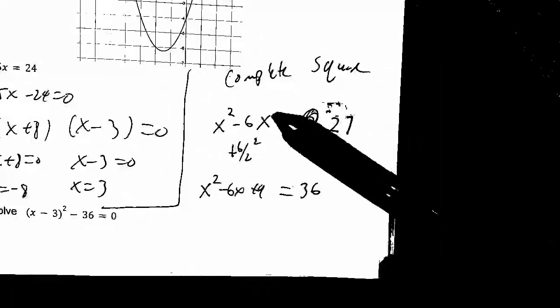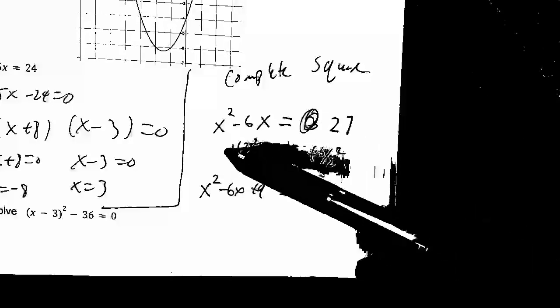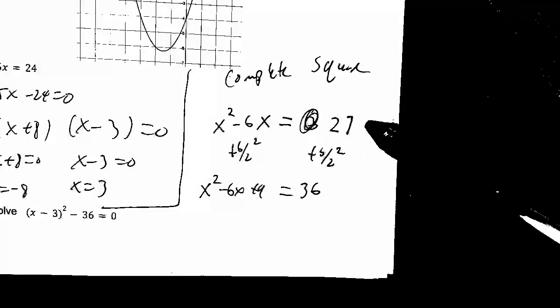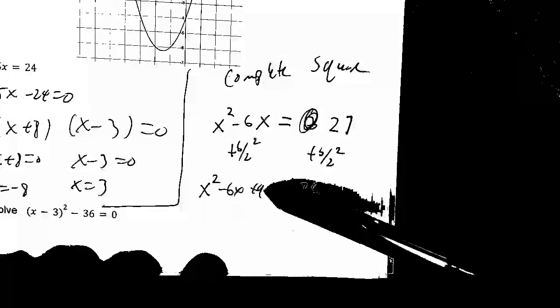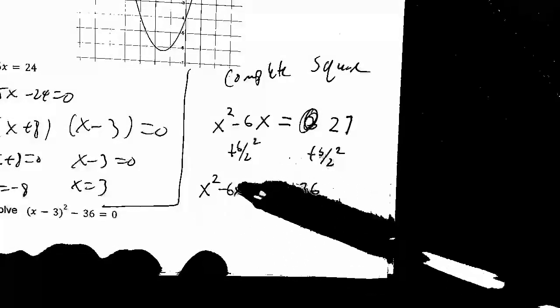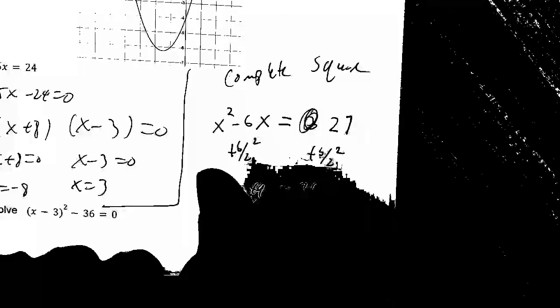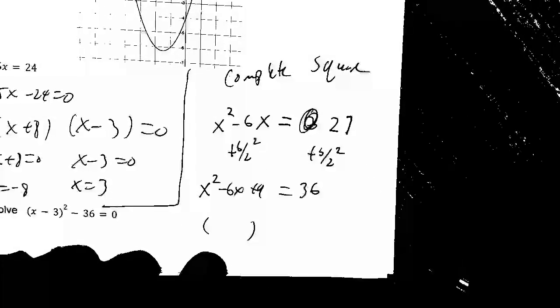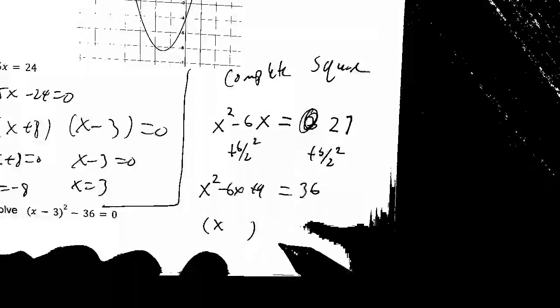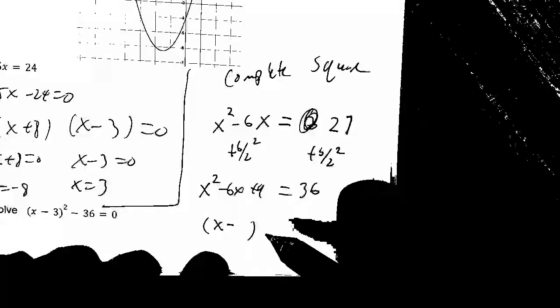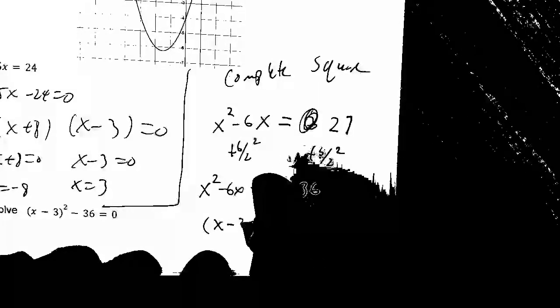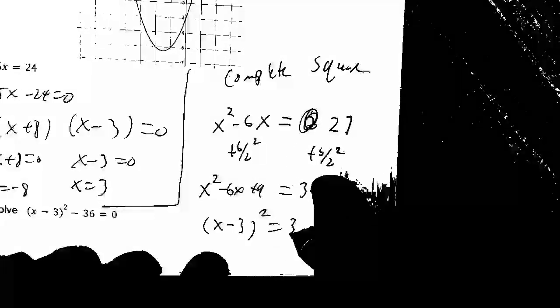To complete the square, you add b over 2 squared to both sides, with a constant on one side. Once you do that, you can rewrite the trinomial on the left as a perfect square. It's x minus, not 2, but what? It's b over 2 that goes in here. What's b over 2? 3. So x minus 3 squared equals 36.